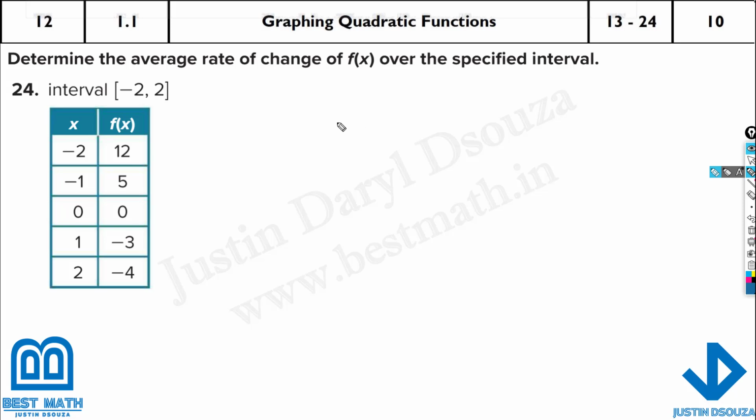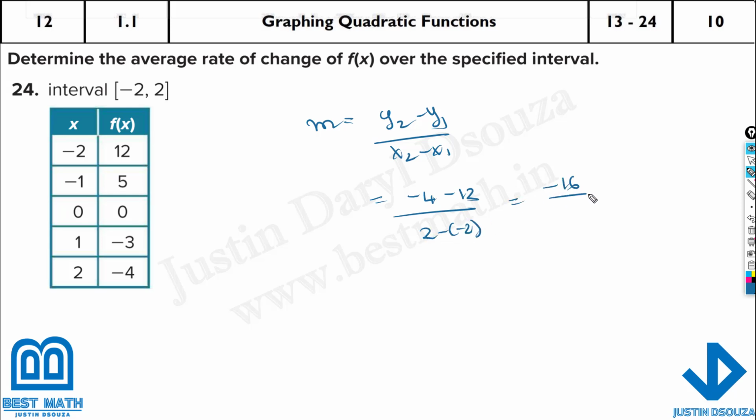The last one, let's do this problem. It's m equals y2 minus y1 by x2 minus x1. It'll be minus 4 minus 12. There's no brackets because it's plus 12. It'll just be minus 12 here. And 2 minus of minus 2. So it'll be minus 16 divided by positive 4. It's minus 4. That should be the average rate of change.